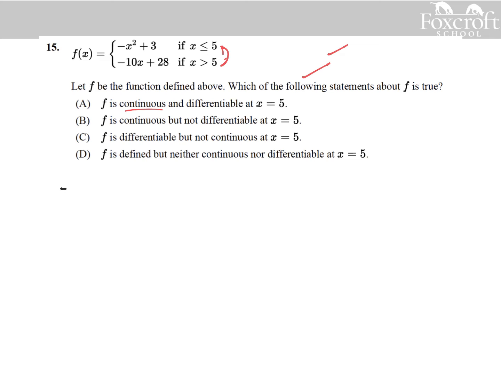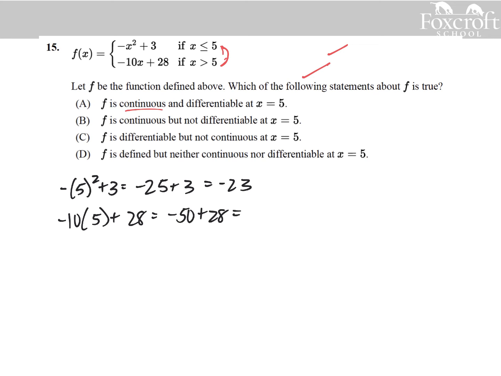All right, so I plug in 5 into the left one. Real important that that negative is in front of the x squared, so I square 5 first and then apply the negative. That's negative 23. Oh, sorry, not 23, 22. And if I plug in 5 into the bottom one, I'm also going to get negative 22. All right, so there's not that jump there, which means this function should be continuous at 5. All right, so this one and that one are out.